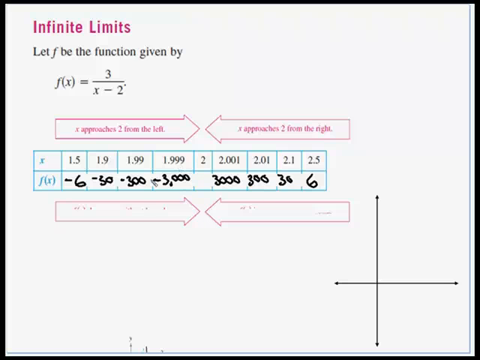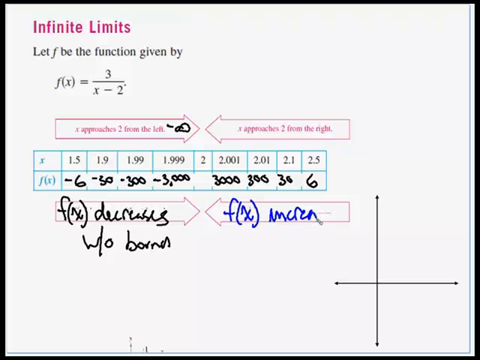And since from the left we're getting negative 6, 30, 300, 3,000, bigger and bigger negative numbers, we're going to say f of x decreases without bound. We're heading toward negative infinity. But as we approach from the other side, 6, 30, 300, 3,000, we say f of x increases without bound. So the limit doesn't exist, it's unbounded behavior, but we're interested in whether it's positive or negative infinity. As we approach from the right, positive infinity.